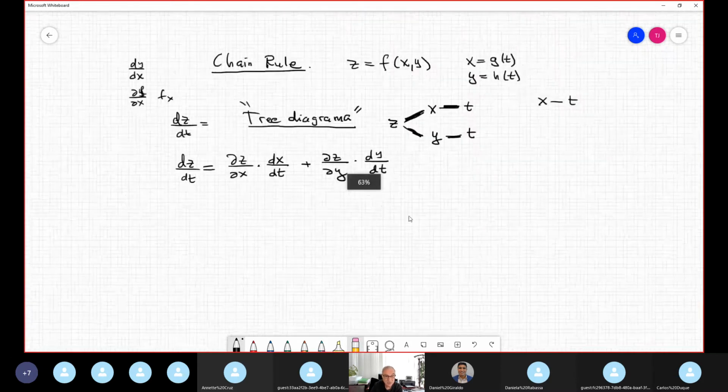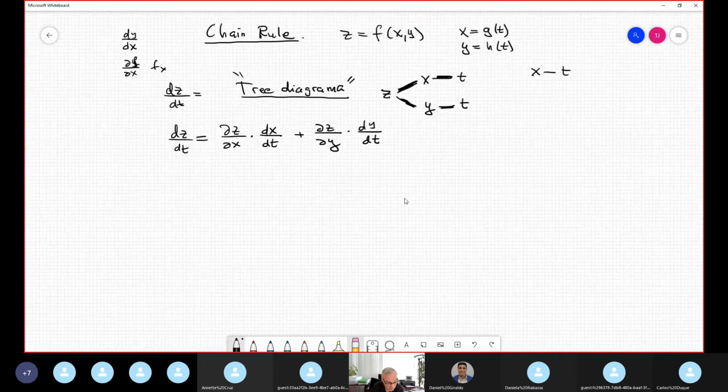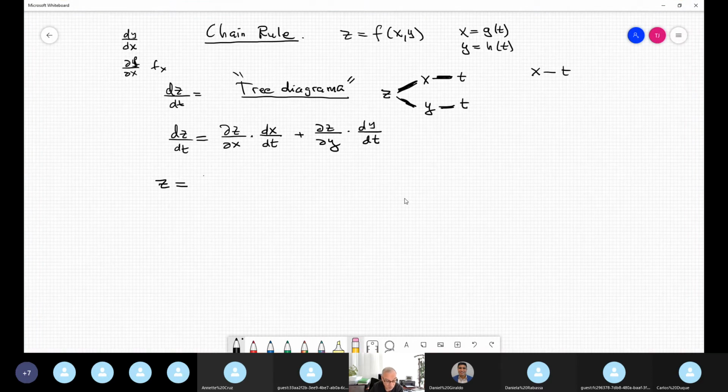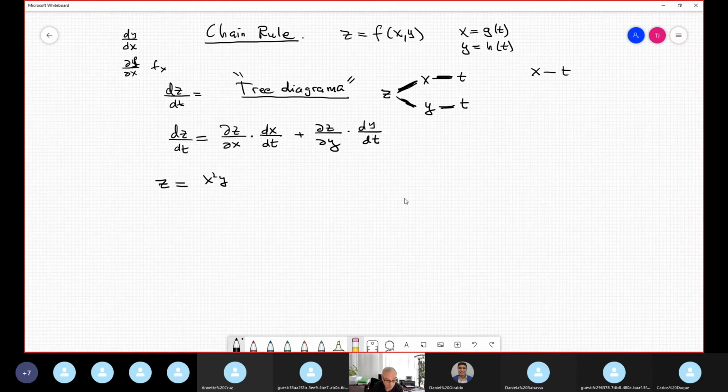Super easy. No big deal. This part is totally algebraic. No big deal. Suppose that we have the function z equal to x squared y plus 3xy to the 4th. However, x is equal to sine 2t, and y is equal to cosine t. I need to compute dz/dt.